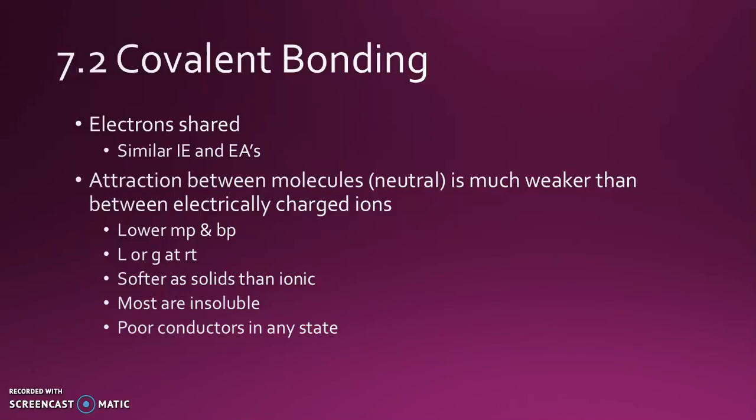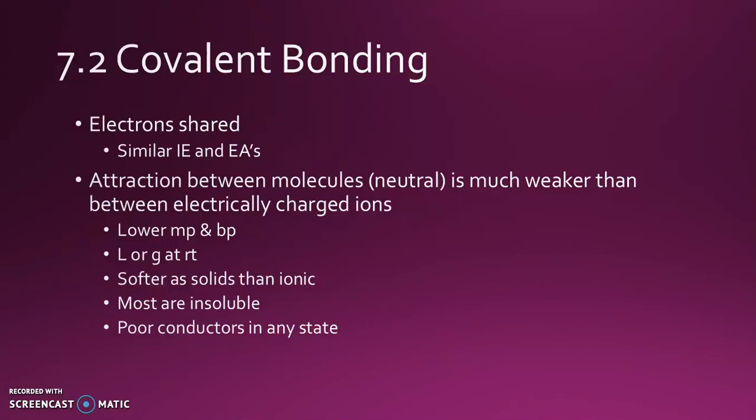Because molecules, covalent bonding, are neutral, the attraction between these molecules is going to be much weaker than between the electrically charged ions. So this is going to cause covalent compounds to have lower melting points and boiling points than ionic compounds do. Many of them are also going to be either liquid or gas at room temperature, and those that are solids are going to tend to be softer than the ionic compounds. Most covalent compounds will be insoluble in water, although there are several exceptions to that.